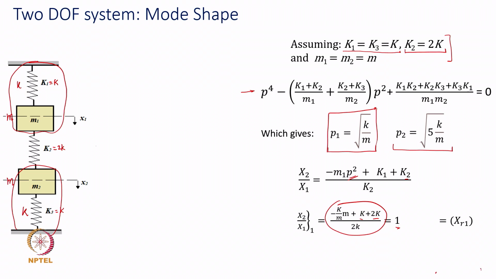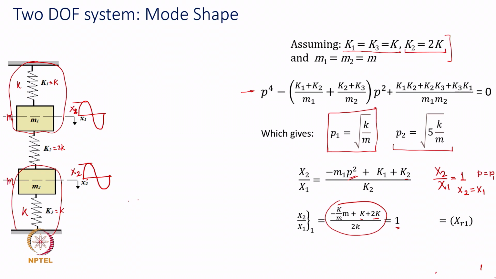So, x2 over x1, this amplitude ratio, is turning out to be 1 for the case p equal to p1, which actually means that when the system vibrates at its first natural frequency p1, x2 by x1 equal to 1, which means that x2 is equal to x1. The amplitude of this mass when it vibrates at p1 natural frequency and the amplitude of x2 at the same natural frequency are the same.